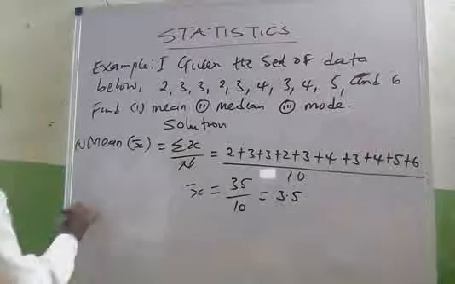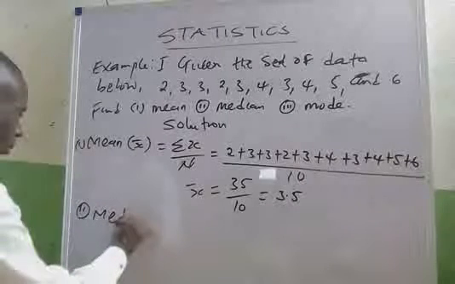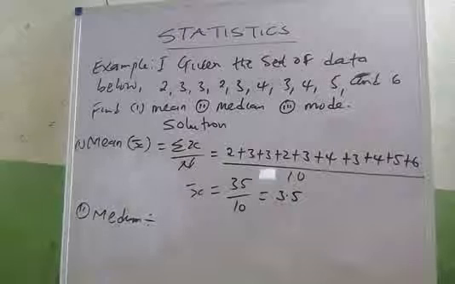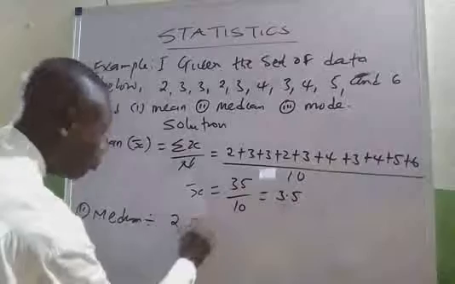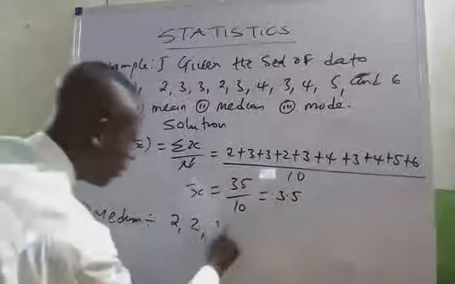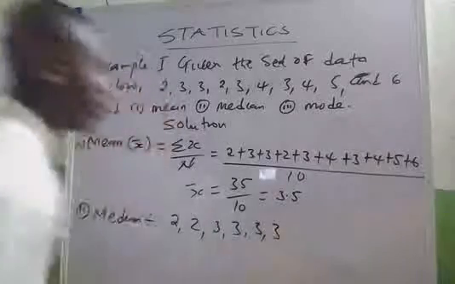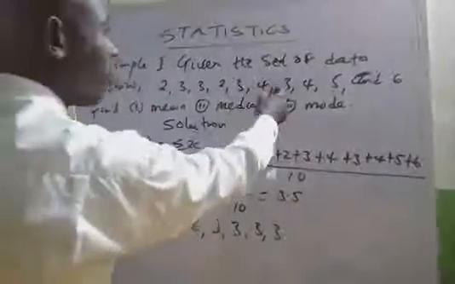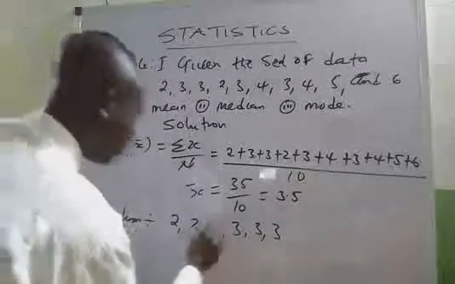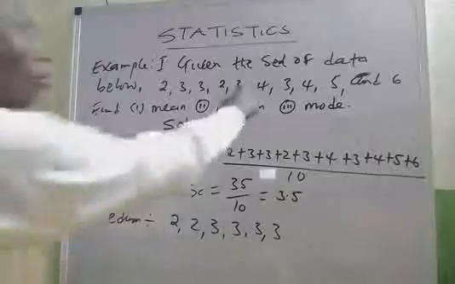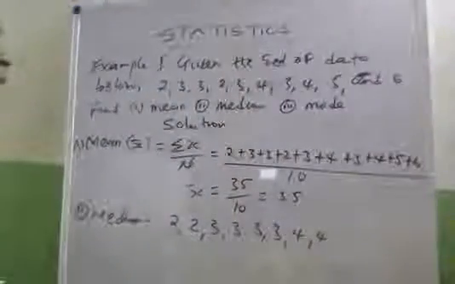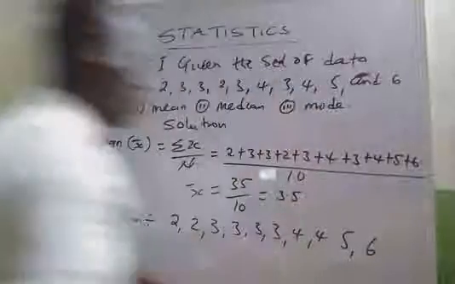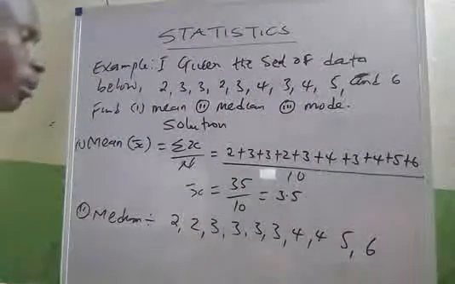Then number 2 is the median. To get the median, let's arrange the numbers in ascending order. So you have 2, then you have 3, 3, 3, 3. How many 3s do we have? 1, 2, 3, 4. Then you have 4, 4. Then you have 5, and 6.